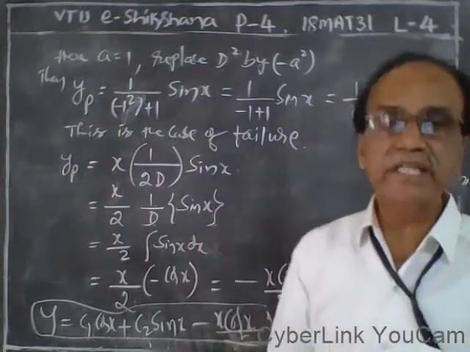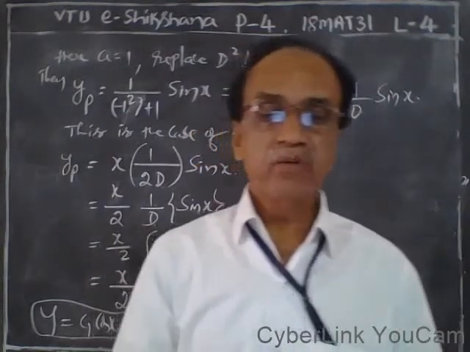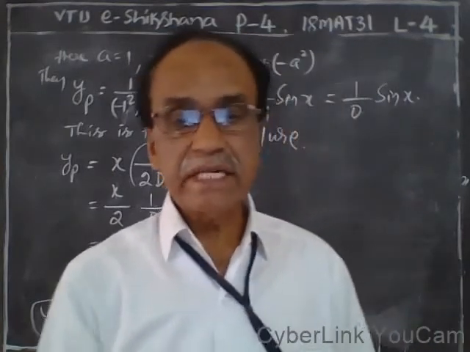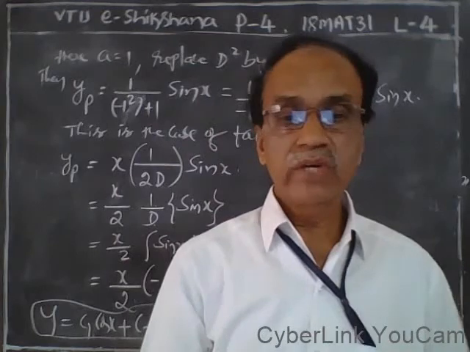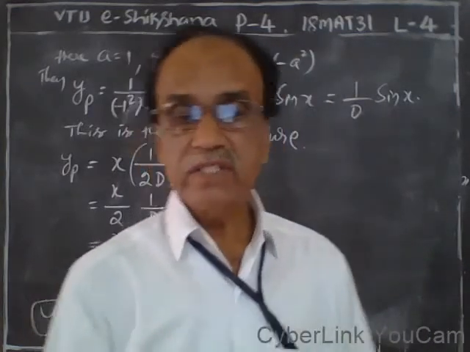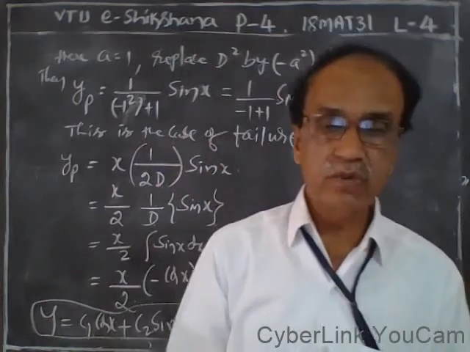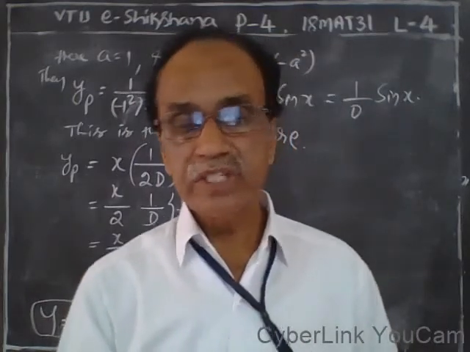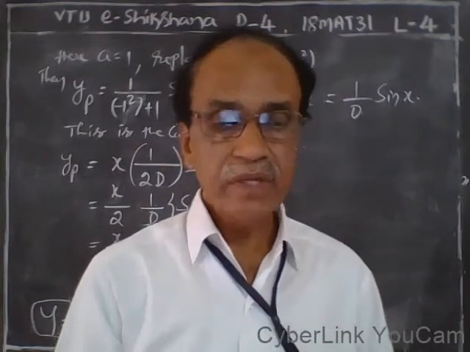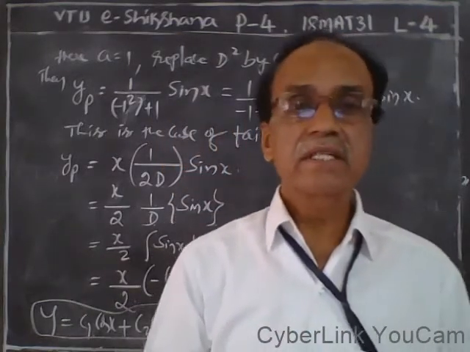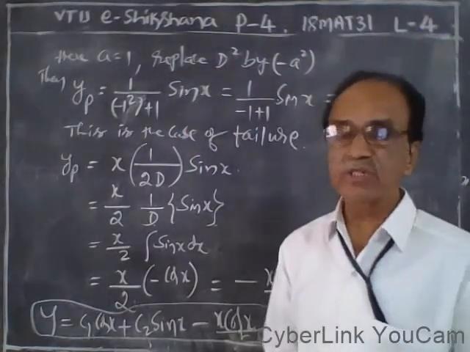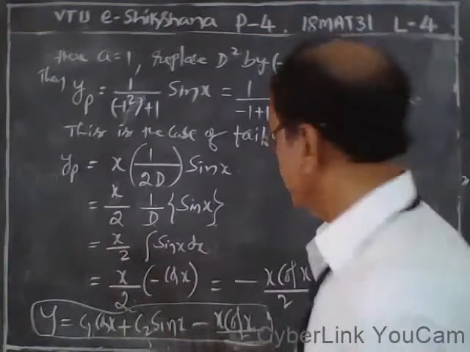So this is the final solution of the differential equation, but it is not the complete solution. There are initial conditions given, and we have to make use of those initial conditions, such that at x equal to 0, y equal to 0, and at x equal to pi by 2, y is equal to 0. There are two initial conditions. Using them, we calculate the values of c1 and c2 so that it becomes the complete solution.